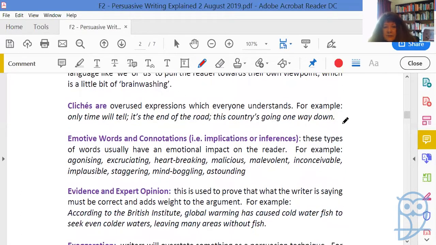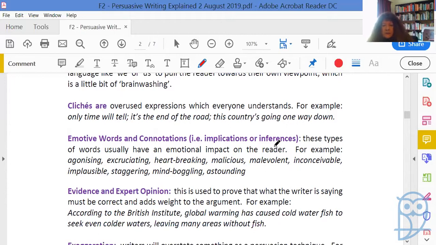Right, going back to emotions, because that's obviously very important. Emotive words and connotations. A connotation is an implication or inference. What are you trying to infer? That sort of thing. What are you implying? These types of words usually have an emotional impact on the reader, just like our first 5 sentences there had an emotional impact on you.